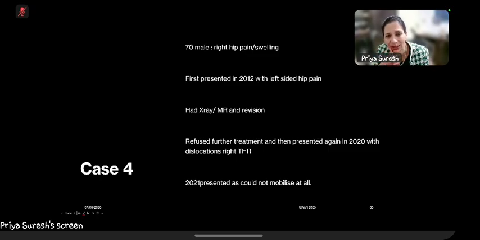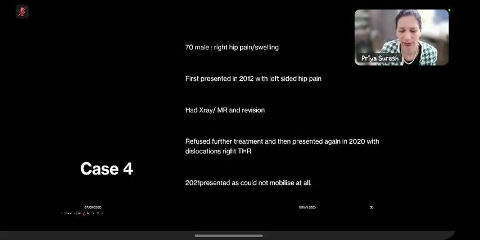Okay, let's see. So this is right hip pain and swelling. Swelling is one of the main presentations for this patient. He had first presented with left-sided hip pain, and had X-ray, MR, and revision of the left hip, and then he refused treatment, and then started presenting with dislocations of the right THR, and then he presented because he could not mobilize at all. He was a farmer, from what I remember, because I went to the ward to see what this pseudotumor looks like in this patient.